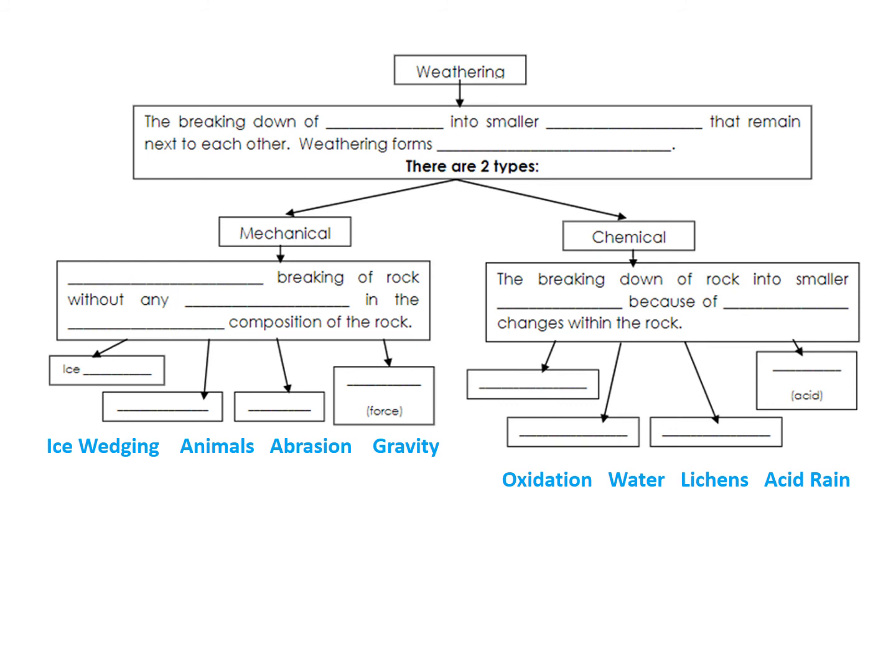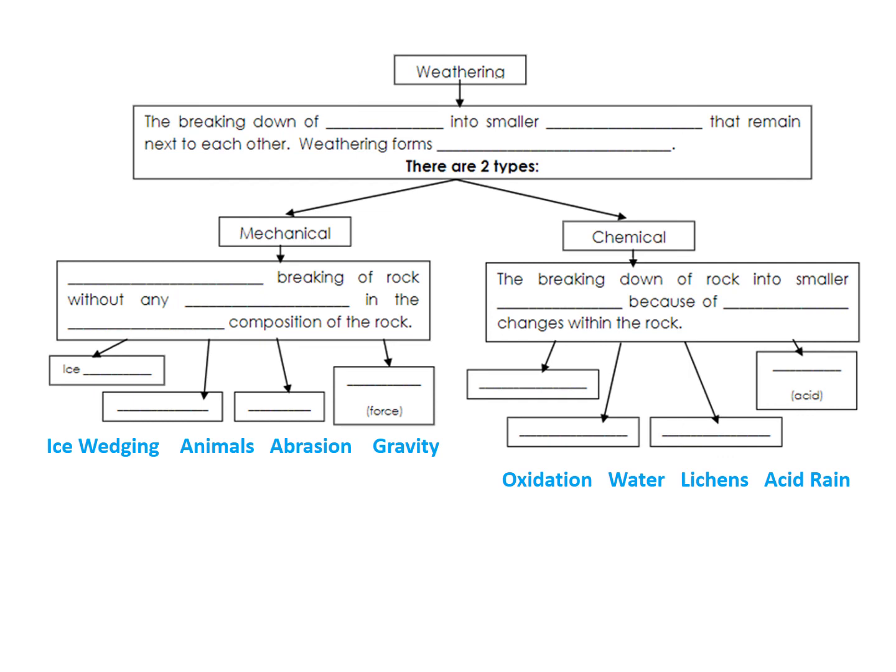So our 4 examples here are ice wedging. Remember, ice wedging is when water gets into cracks of rock and it freezes. And so it takes up more space when it's frozen, and that means that it's going to crack open the rock even more. Animals, because of digging, will also cause mechanical weathering. Abrasion is scraping, so wind or water can pick up sediment and scrape it against other rock. And then gravity, because rocks fall and they break.